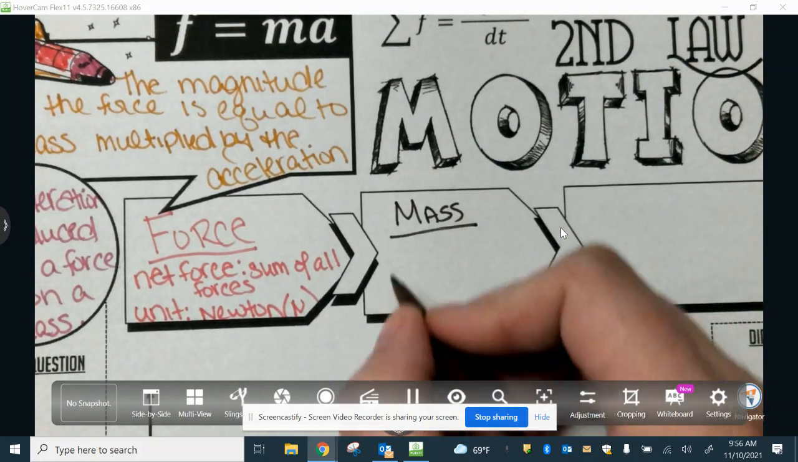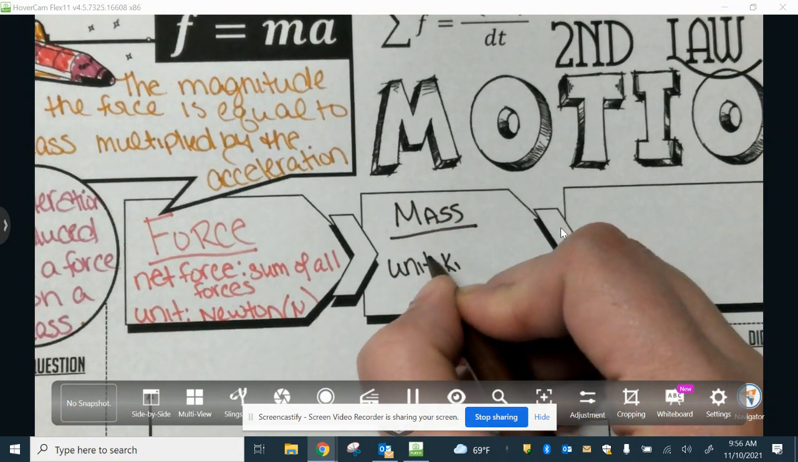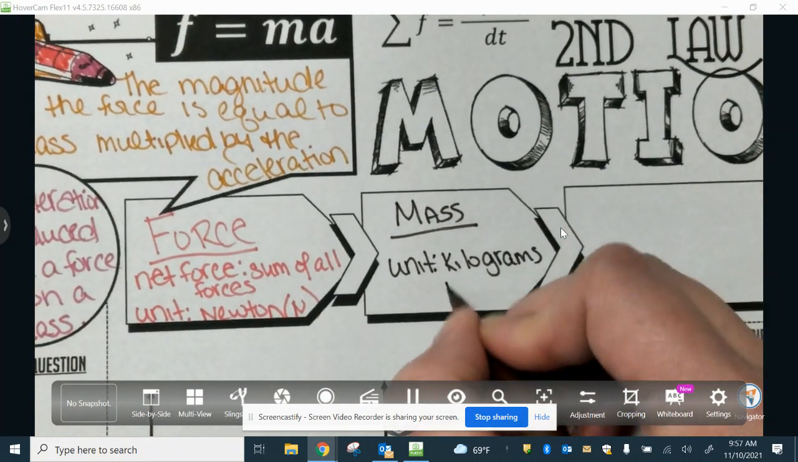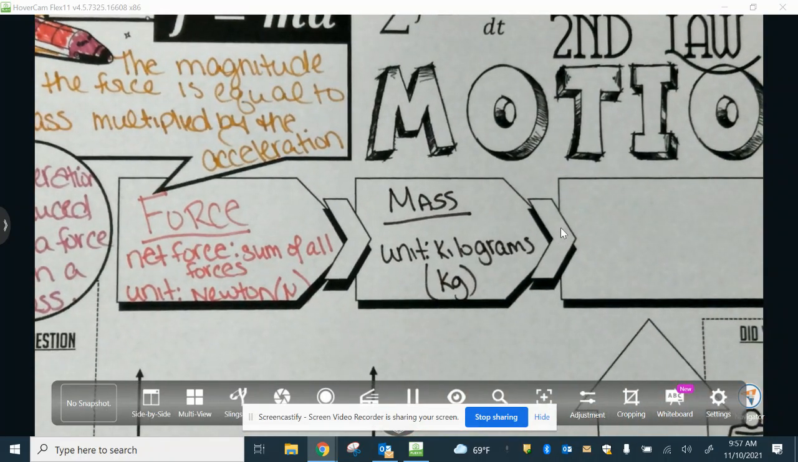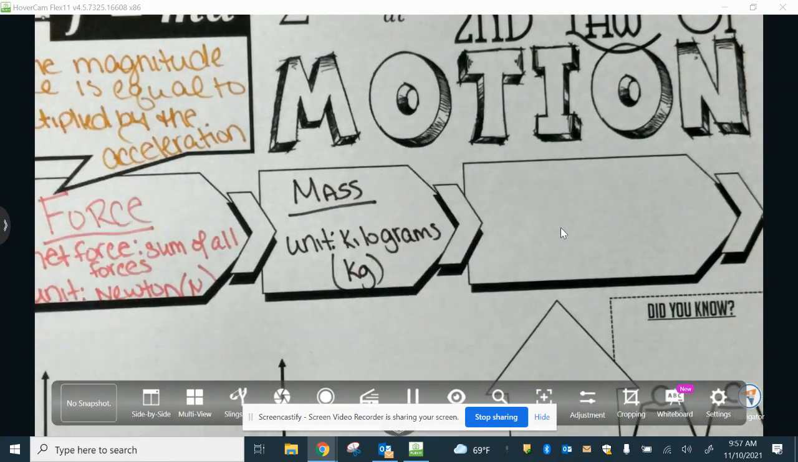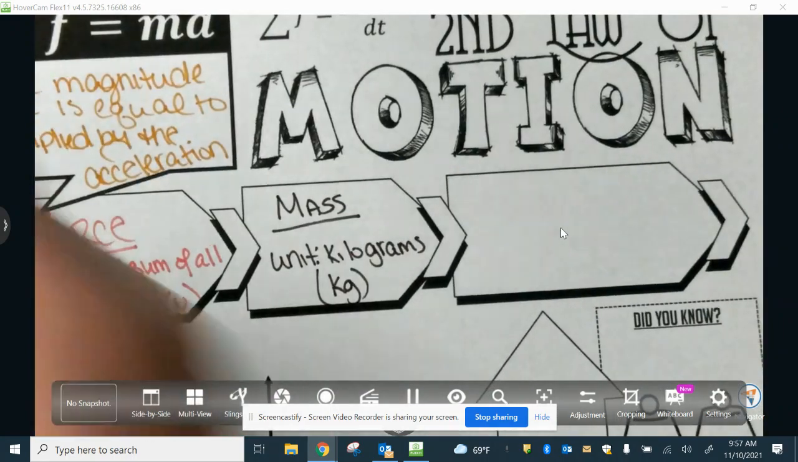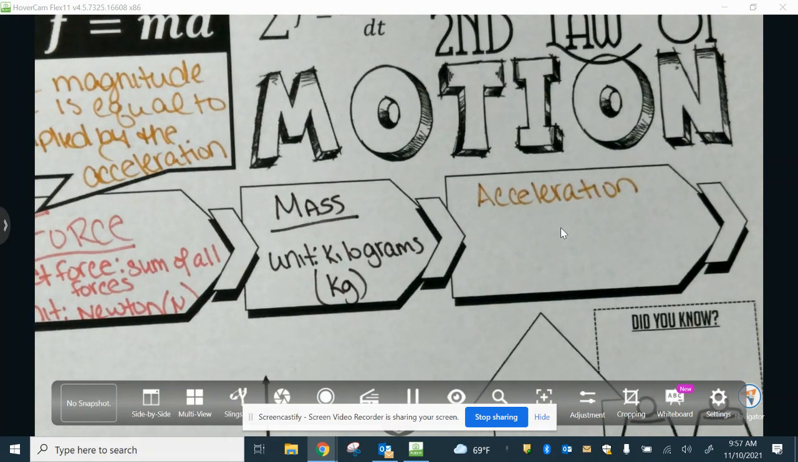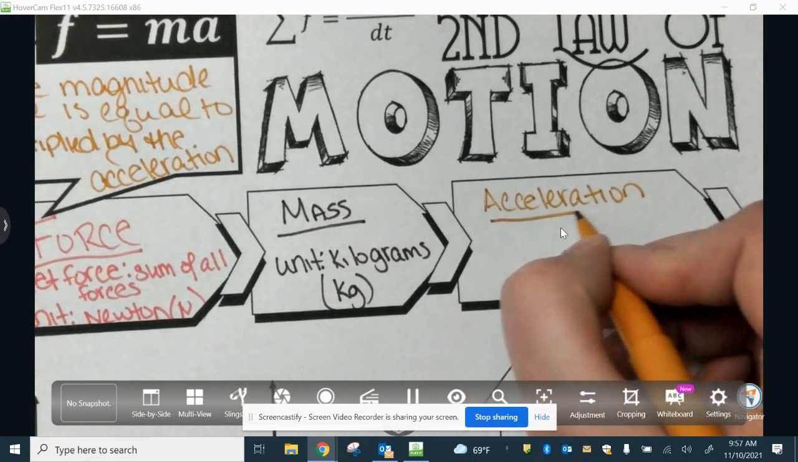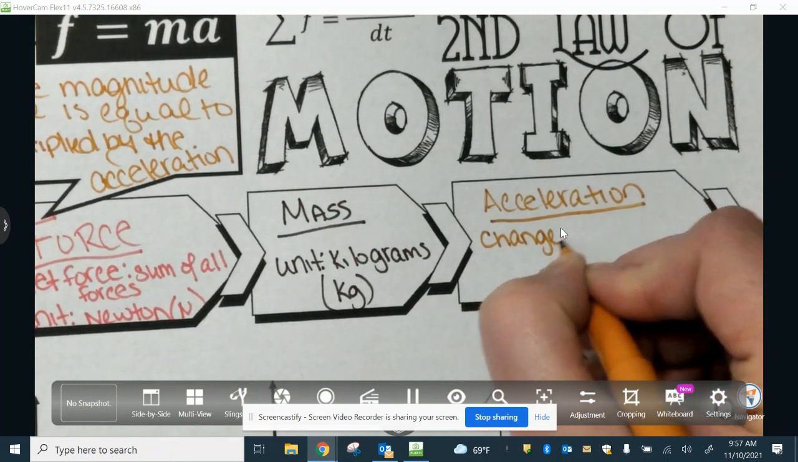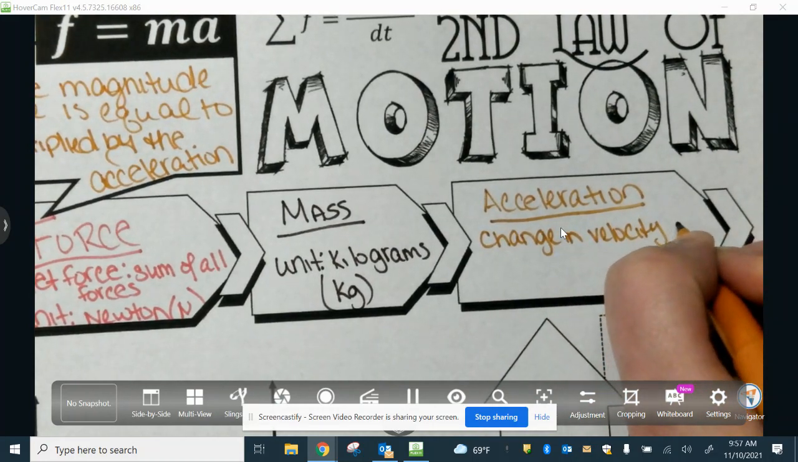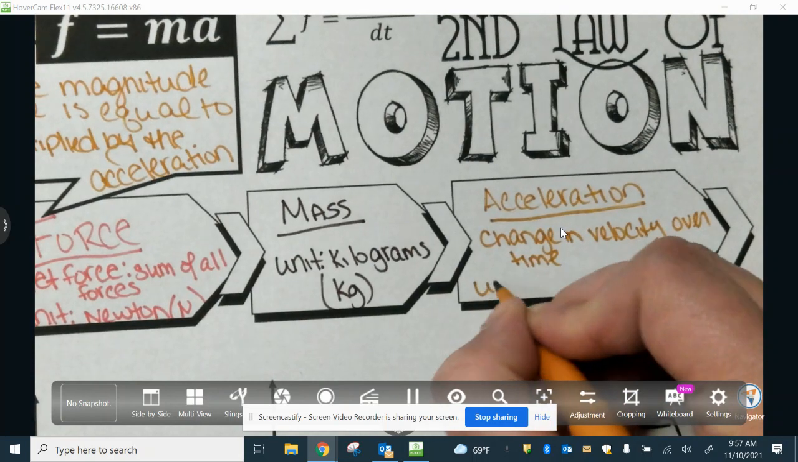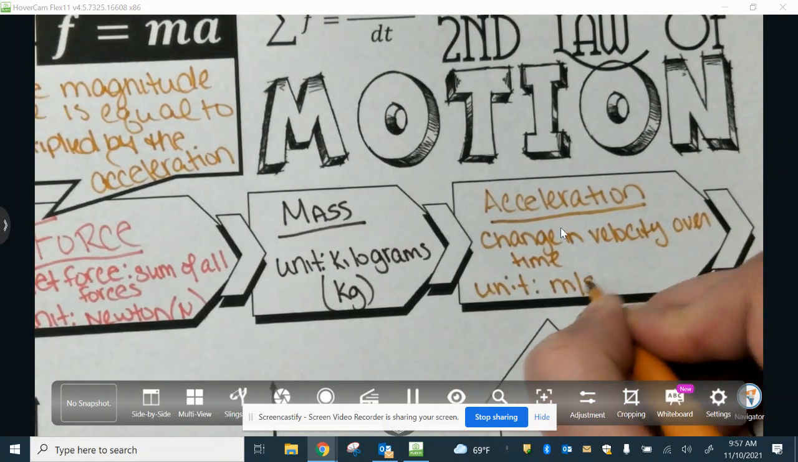Mass is measured in kilograms, which we abbreviate with kg. And the acceleration, which remember is the change in velocity over time, is measured in meters per second squared.